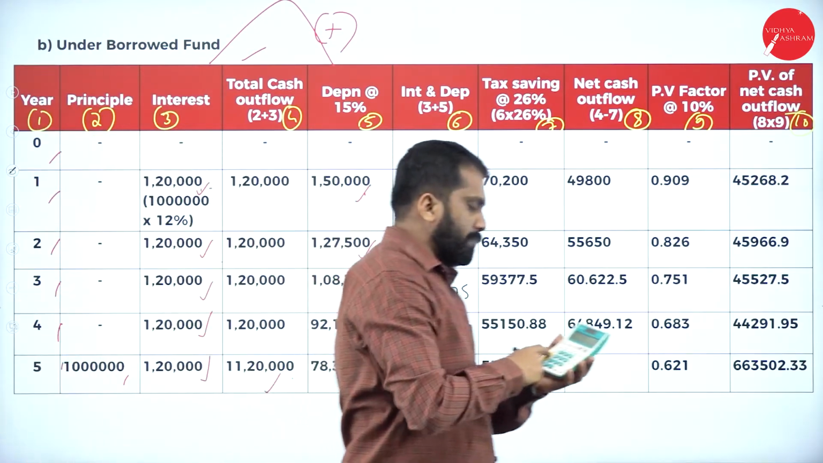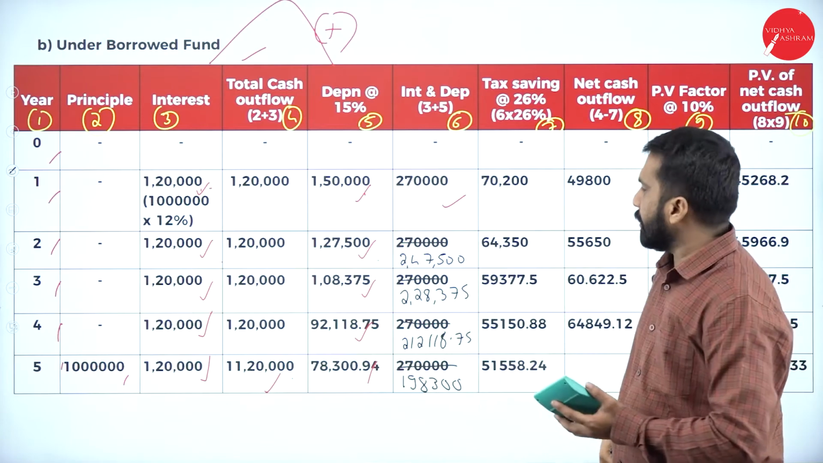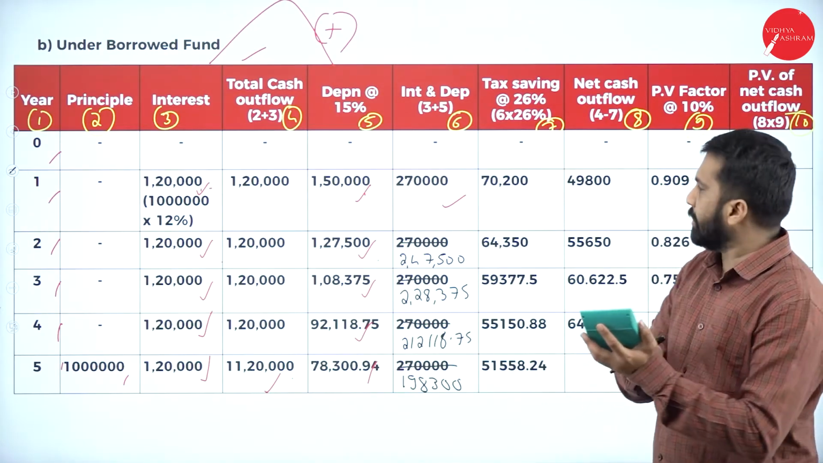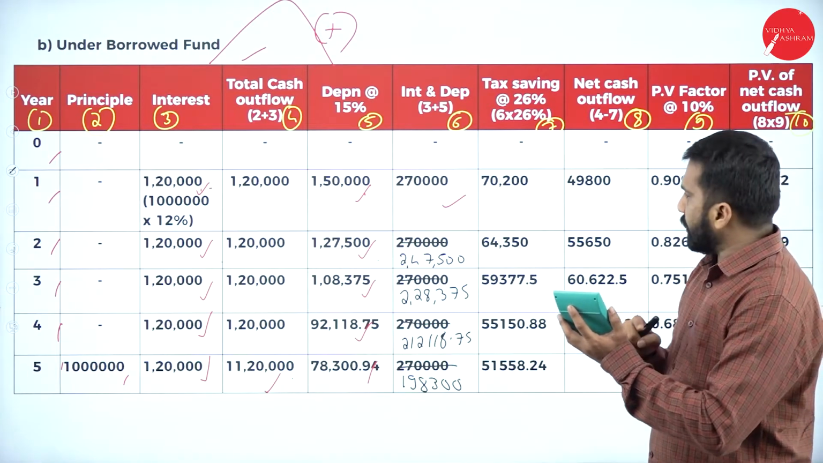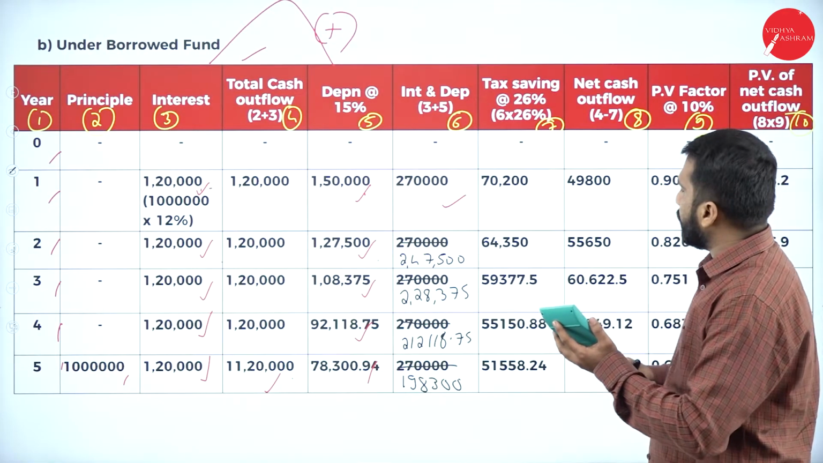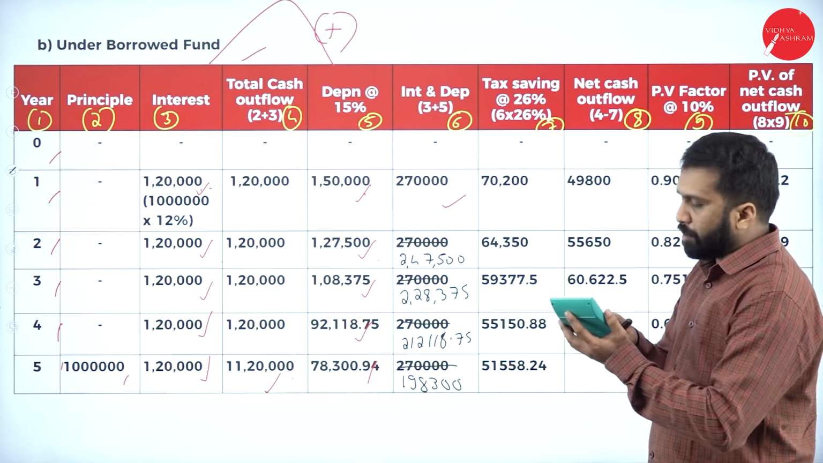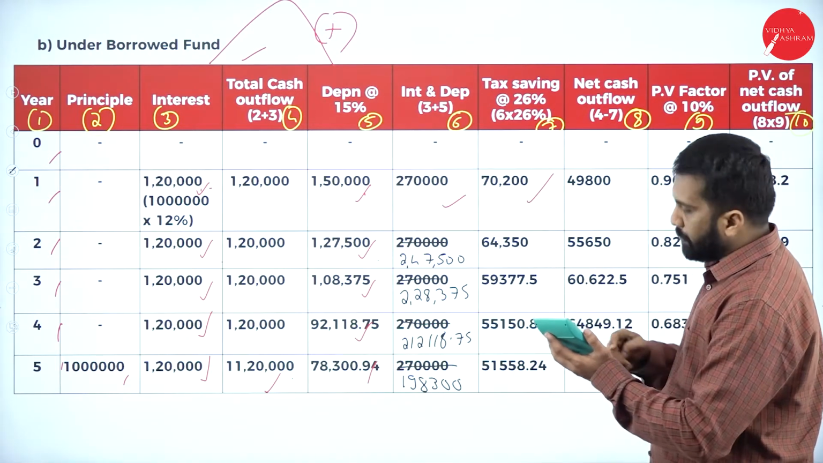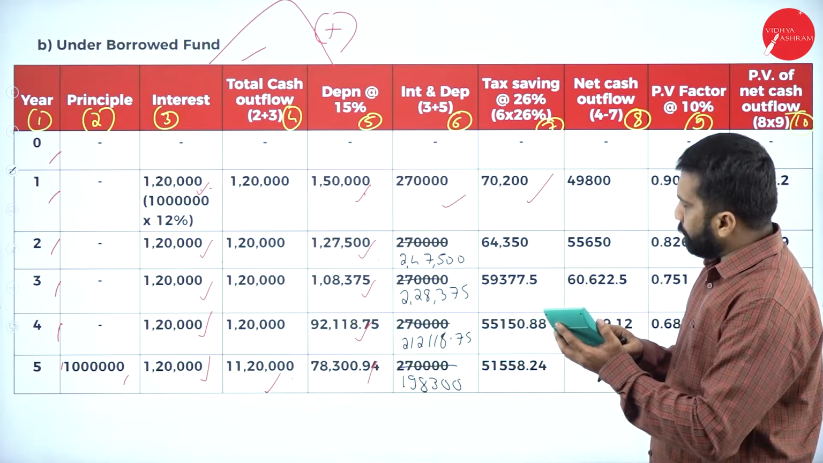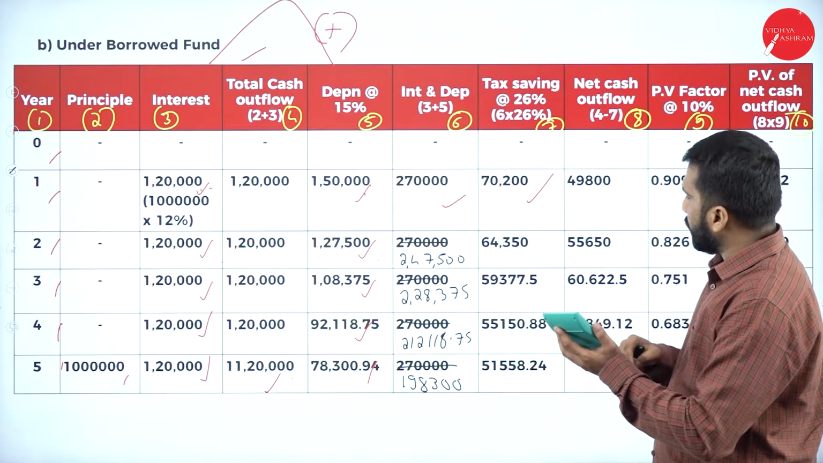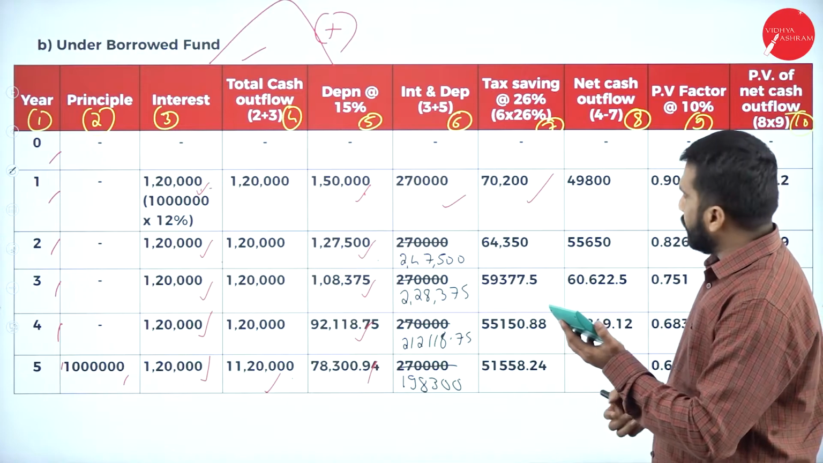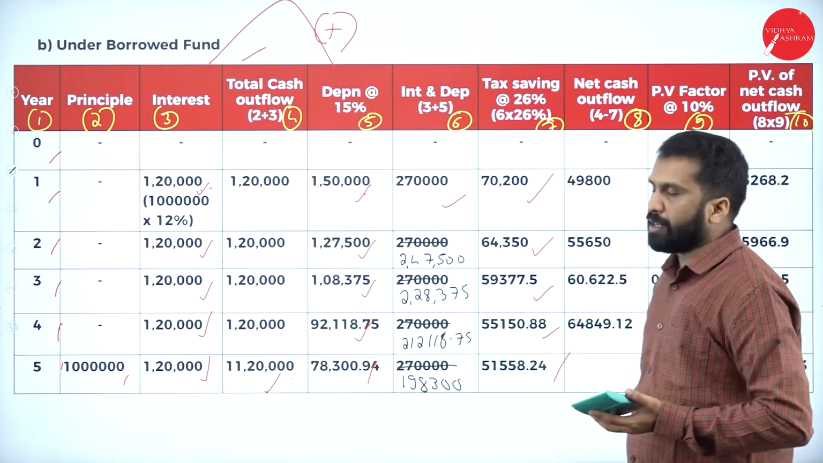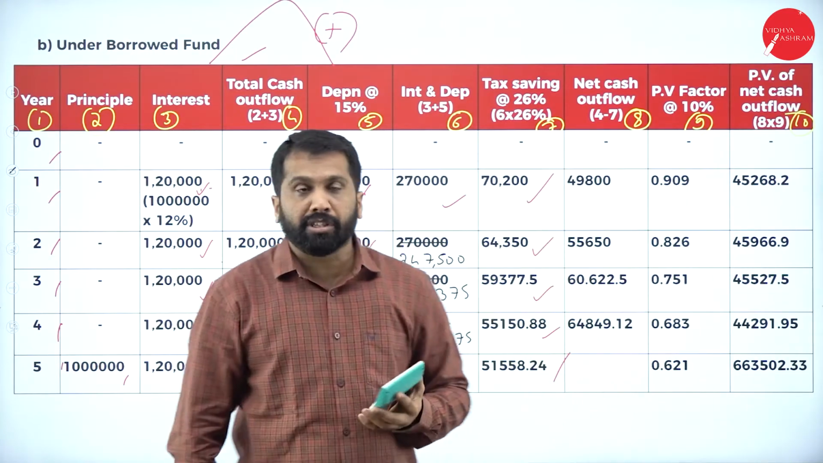So now, up to this you are done. The next procedure will be this multiplied with your tax rate. 2,47,500 multiplied with your tax rate, almost 26%, is 70,200. Similarly, 2,47,500 multiplied with 26%, I got 64,350. Similarly, you just multiply by the tax rate. What is the next one?